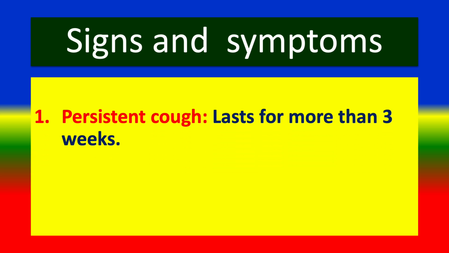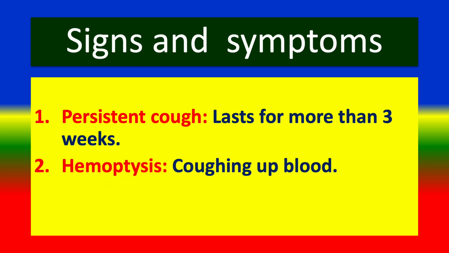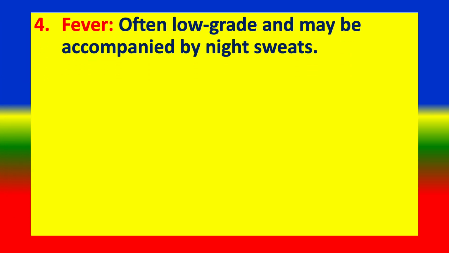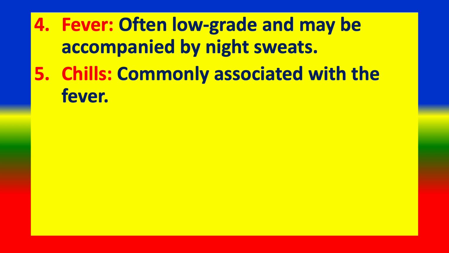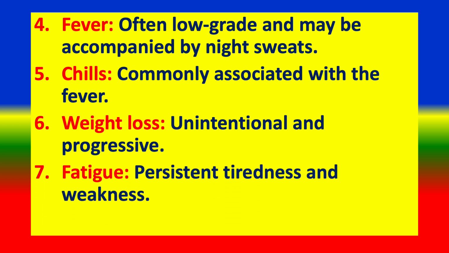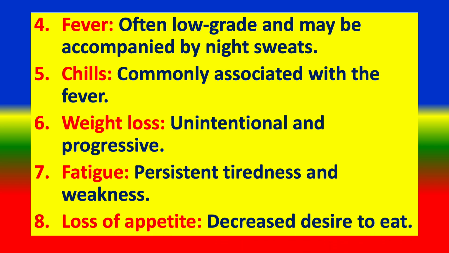Signs and symptoms. 1. Persistent cough that lasts for more than 3 weeks. 2. Hemoptysis, coughing up blood. 3. Chest pain, pain during breathing or coughing. 4. Fever, often low grade and may be accompanied by night sweats. 5. Chills, commonly associated with the fever. 6. Weight loss, unintentional and progressive. 7. Fatigue, persistent tiredness and weakness. 8. Loss of appetite, decreased desire to eat.